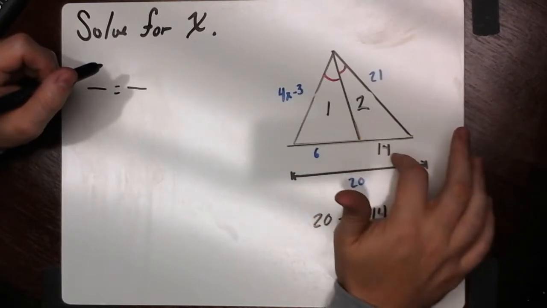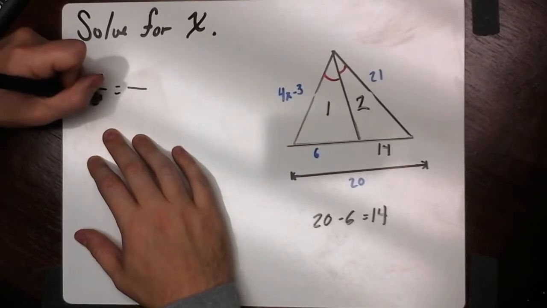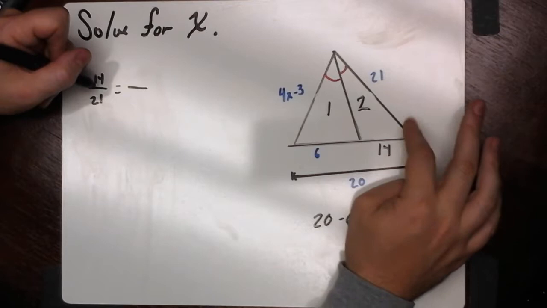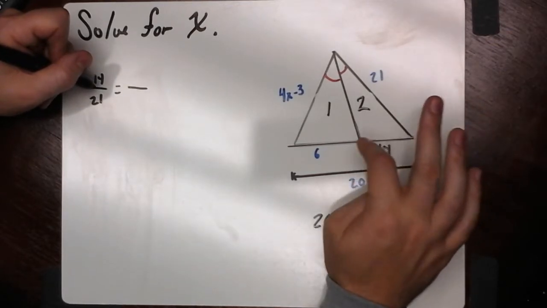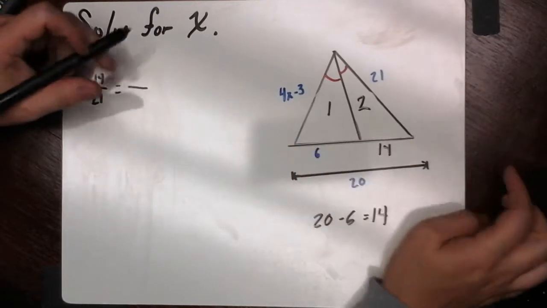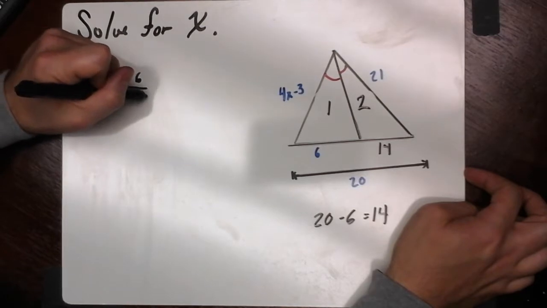So in triangle 2, I'm going to go 14 to 21. 14 to 21. So I went from this guy at the bottom up, so this guy at the bottom up on triangle 2. So I have to do that on this one. So I have to go from the bottom up. And I did that just so you guys could see how the consistency matters.